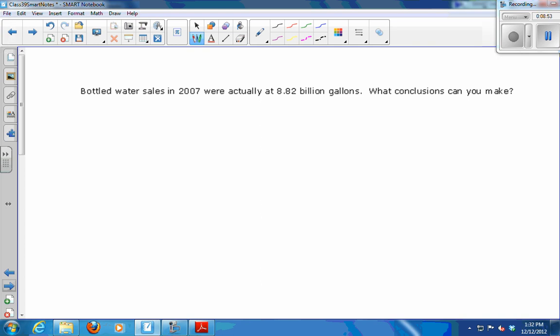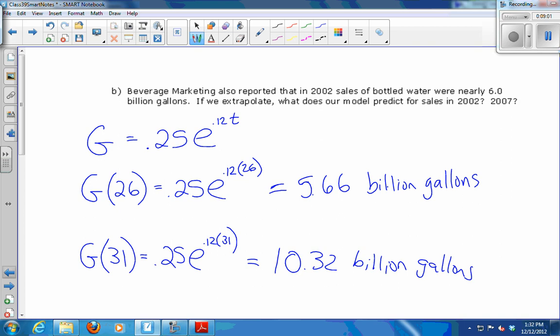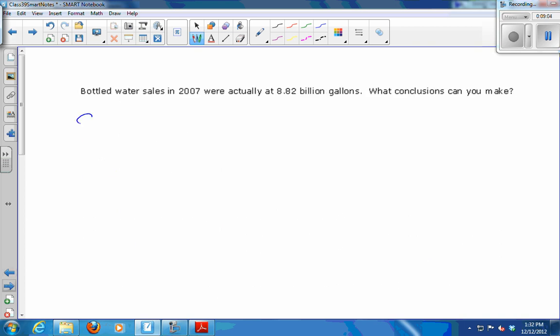What conclusions can you make? Sales have slowed. Yeah, because we predicted that it would get to over 10 billion by 2007, and it did not get there. Right, so sales must have slowed. Right, so a 12% continuous growth rate seems to be no longer valid, which could be interpreted as good or bad depending on who you are, right? If you're the earth, it's good. If you're the CEO of a bottled water company, not so good.